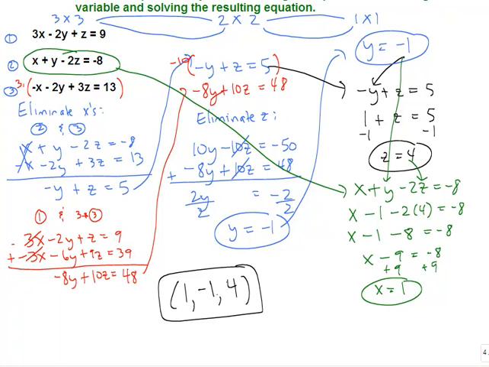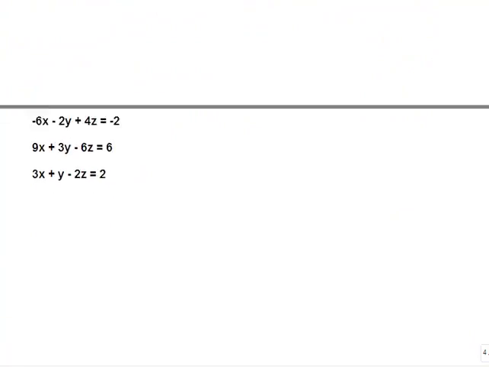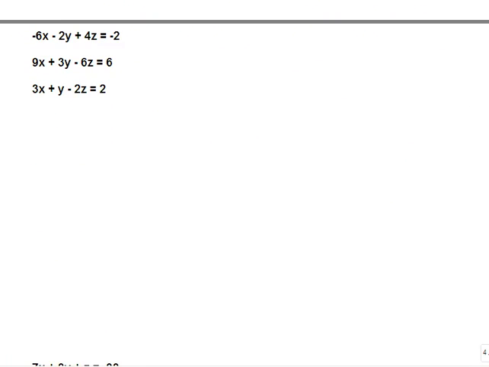Okay? So there's a lot of work going on here. It's easy to get confused and kind of lose track of where am I headed, what am I supposed to do next. It's easy to get lost a little bit. So you really have to keep yourself organized and remember that we're taking a 3 by 3 system, narrowing it down to a 2 by 2 system, narrowing that down to a 1 by 1 system, and then we back up to the 2 by 2 system to get our second variable, and then we back up to the original 3 by 3 to get our third variable. Okay? So we're going to try a couple more examples of these. Let's take a look at the next one.